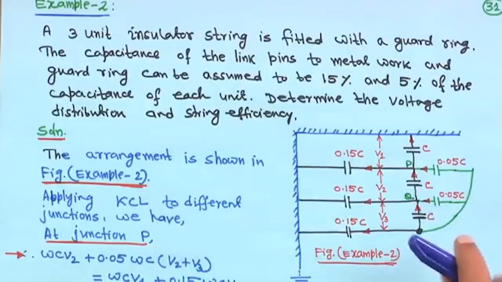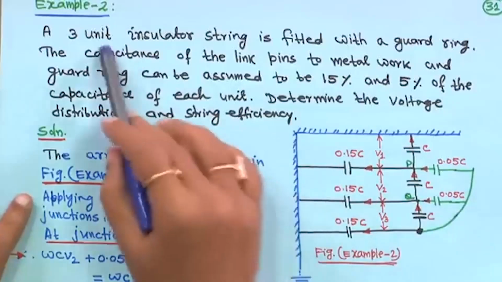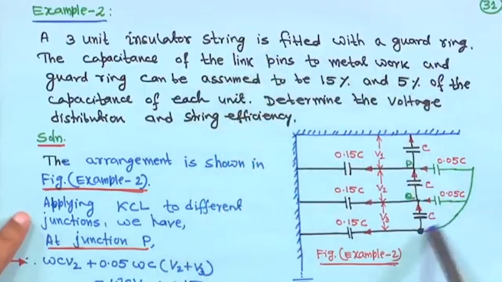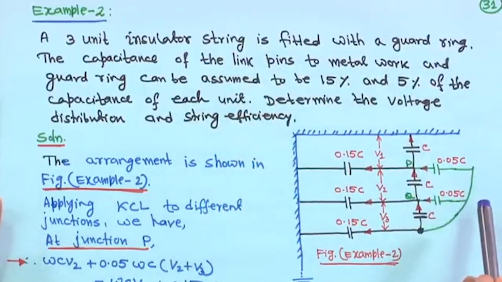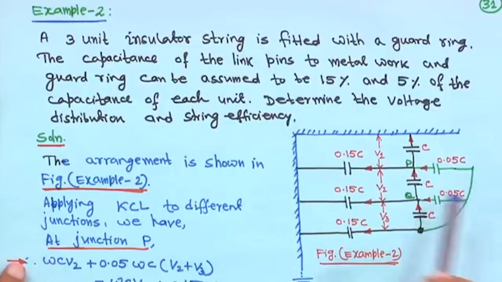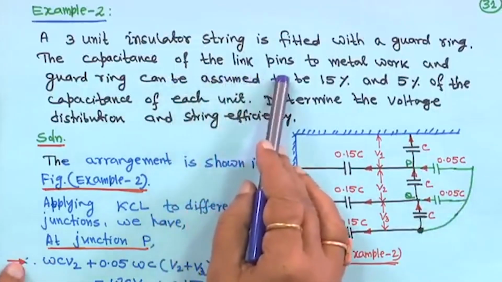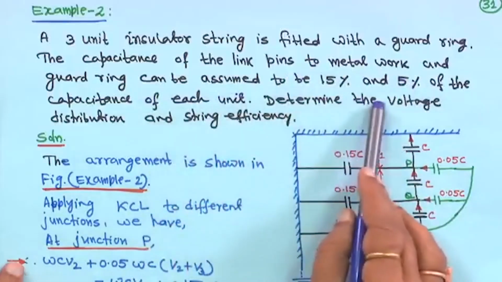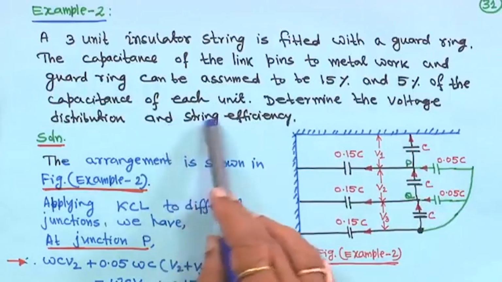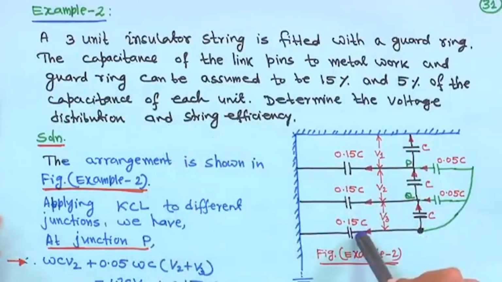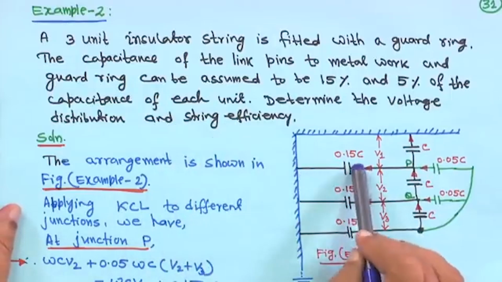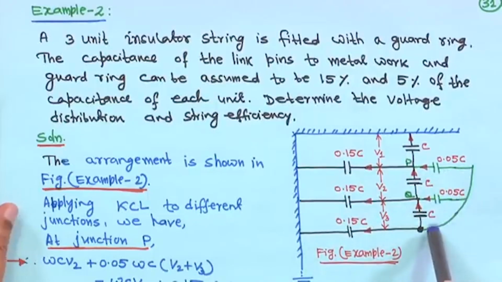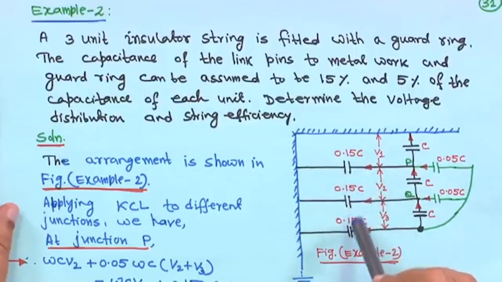Example 2. In this case, I have taken 3 units. A 3 unit insulator string is fitted with a guard ring, that is the capacitor grading ring. The capacitance of the link pins to metal work and guard ring can be assumed to be 15% and 5% of the capacitance of each unit. So, this shunt capacitance is 15%, and this one is taken as 5%. So, 0.05 C, 0.05 C, and this is 0.15 C, 0.15 C, 0.15 C.